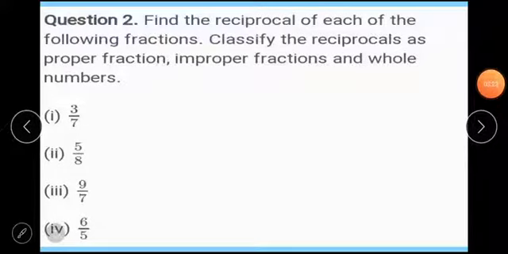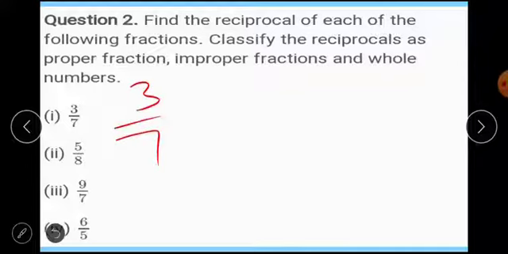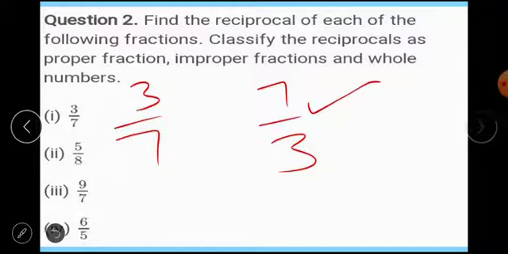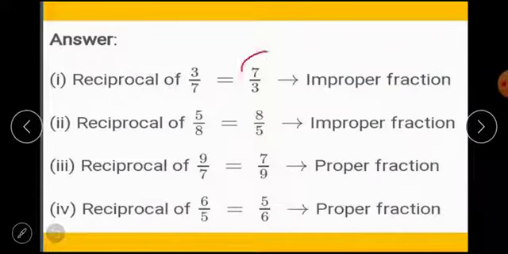In question number 2, find the reciprocal of each of the following fractions. Classify the reciprocal as proper fraction, improper fraction or whole fraction. It means first you will take the given number 3 by 7 and take its reciprocal. So the reciprocal will be 7 upon 3, and you have to tell what kind of number this is. Is this a proper fraction or improper? Students, this is an improper fraction, because in an improper fraction the numerator is greater than the denominator.